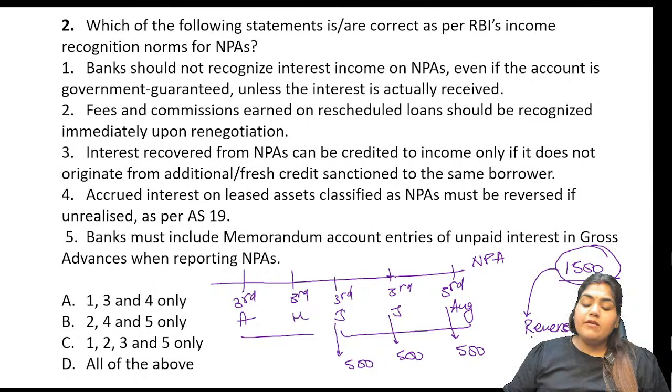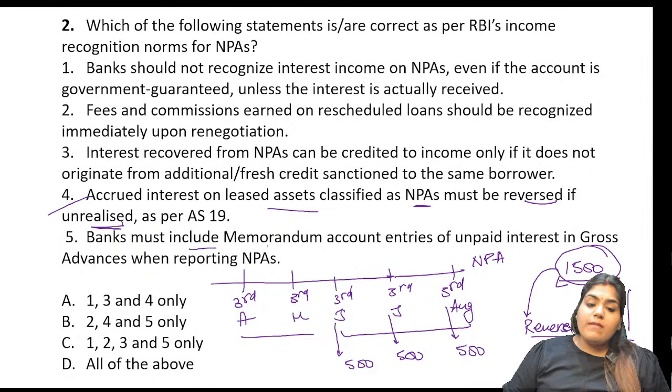We'll revert this amount and we'll put, if we have put it on the profit side, the loss on this side in the P&L account. हमने यहाँ पे already accrual basis पे written out. On the loss side we'll write that the account has become NPA and there is no 1500 rupees that we have received. So that the amount written here and the amount written here is equalized. The amount is nullified. Okay. The accrued interest on leased asset classified as NPA must be reversed. Yes, it must be reversed if unrealized.